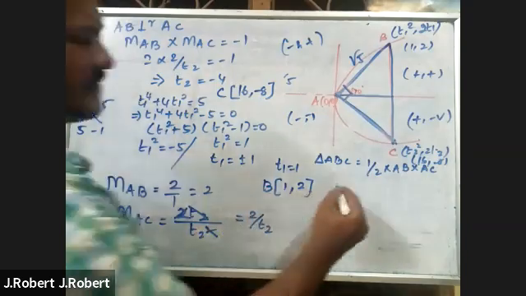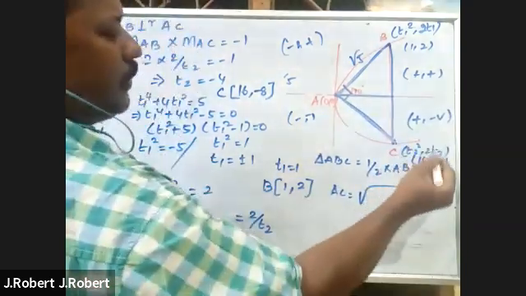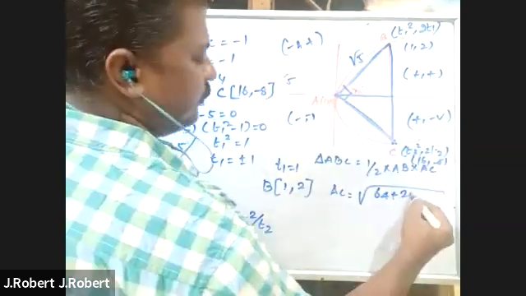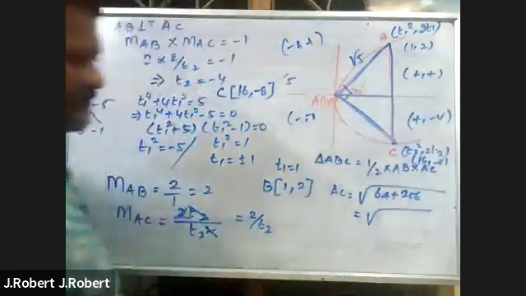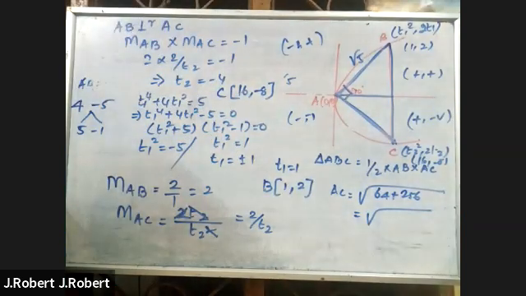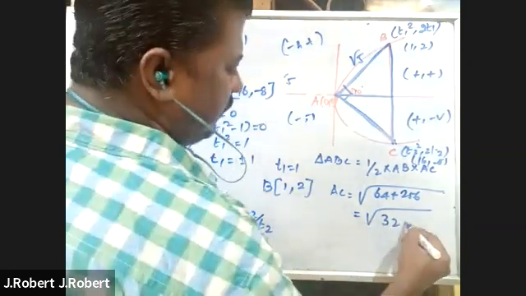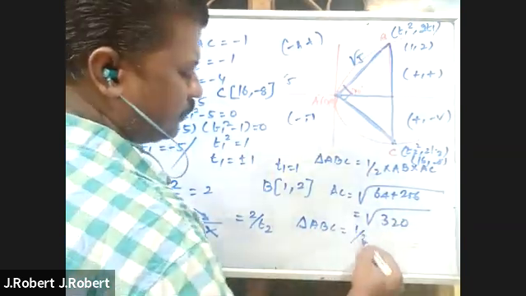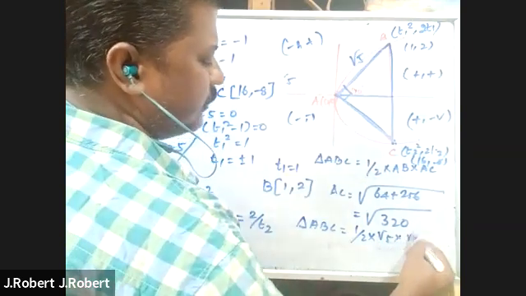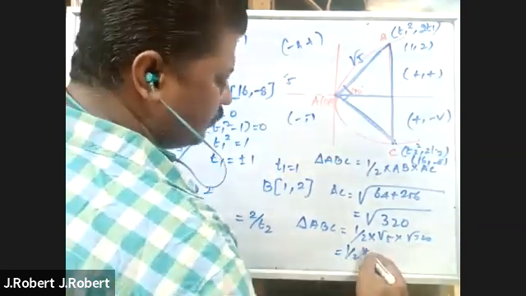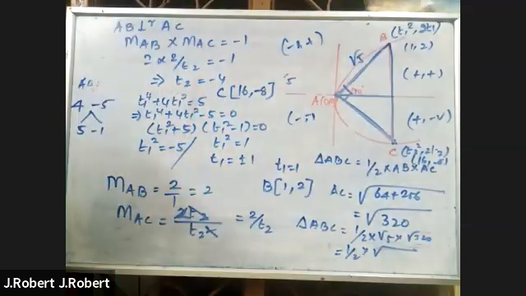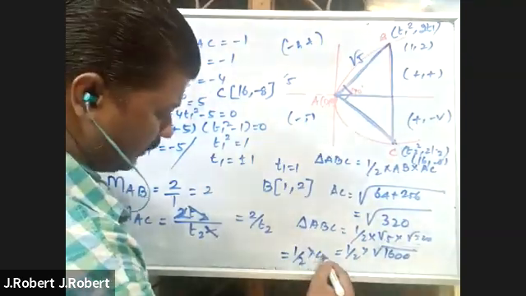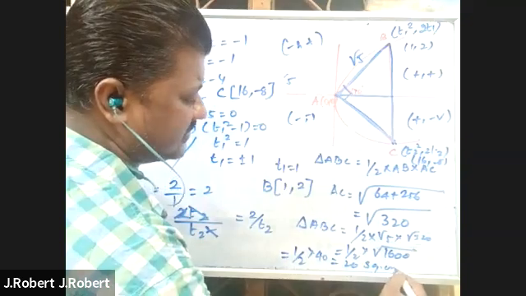Now we can easily find AC using the distance formula: y2 minus y1, minus 8, 0. 8 square is 64. 16 minus 0, 256. Add these things, which is equal to the square root of 320. The formula says the area of triangle ABC is 1 by 2 into AB, already given as root 5, into root 320. If you multiply, we'll get 1 by 2 times the square root of 5 into 320, which I can write as 1600. The square root of 1600 is 40. So 1 by 2 into 40, we can write this as 20 square units, since it is the area of the triangle.